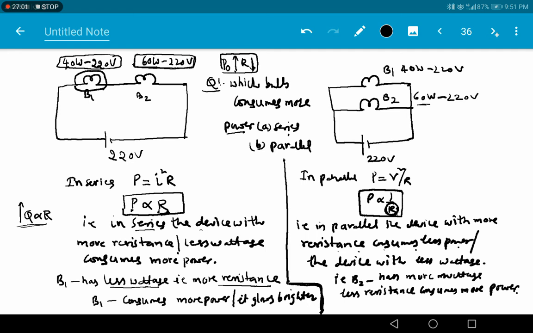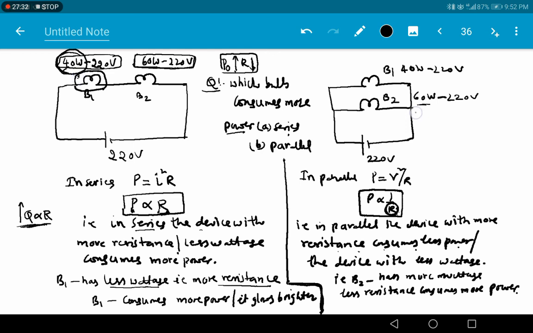One important point here: in series, power consumed is directly proportional to resistance. As resistance is more, power consumed is more. If power consumed is more, the heat developed across the resistor is also more. That means brightness is also more. More resistance means less wattage. So you can search for the device which has the less wattage. That device consumes more power and that bulb will glow brighter.